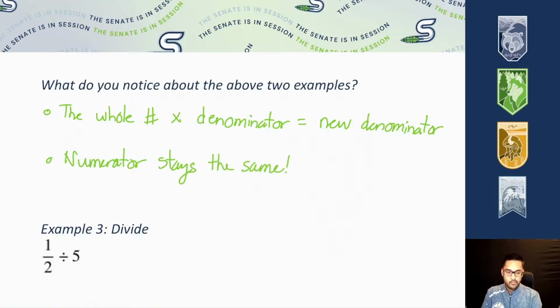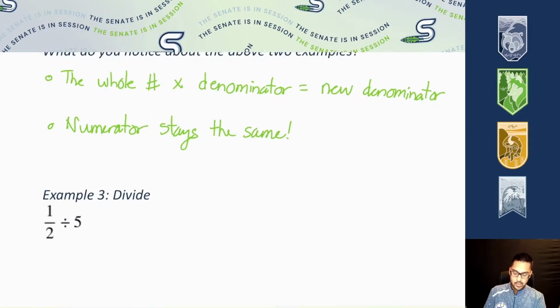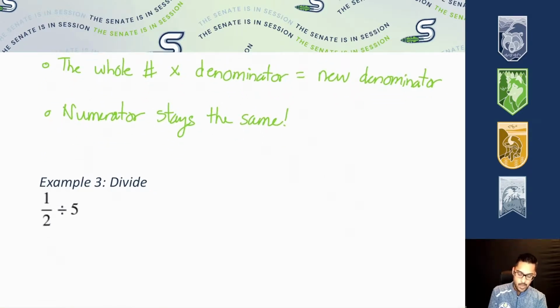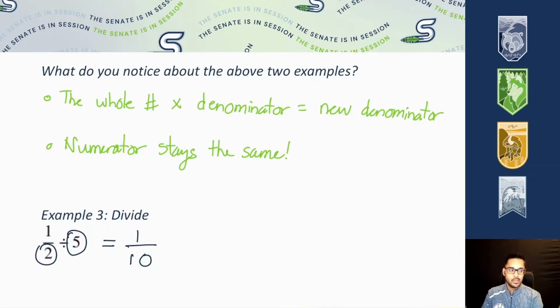So that's super helpful. So if I try to use that to help with the third one, well, let's try to use that pattern. If I take that whole number, 5, and I multiply by the denominator of 2, I get my new denominator, 10. Numerator stays the same. Works out perfectly, right? 1/2 cut into 5 parts. Each piece has the size of 1/10. Okay, it's very, very helpful to remember those two things.